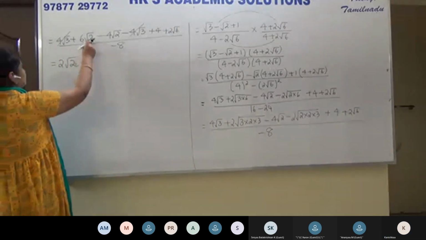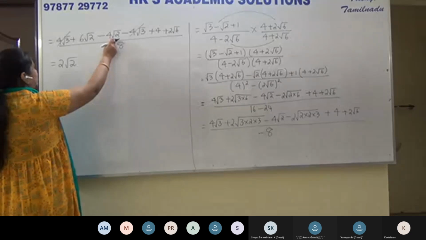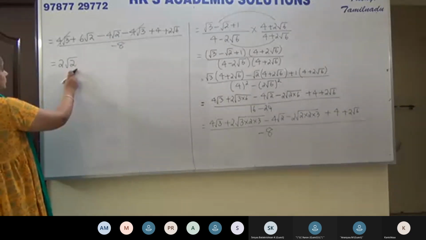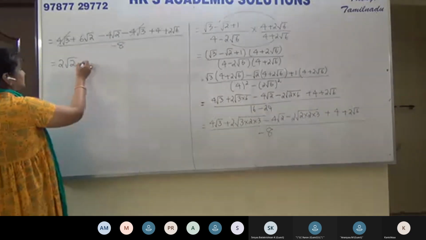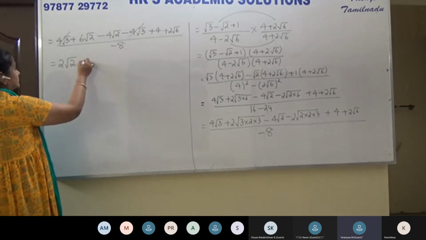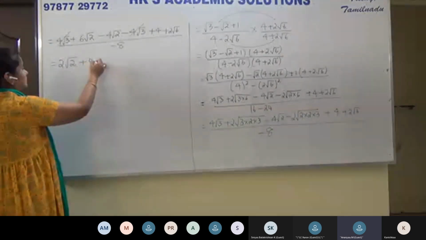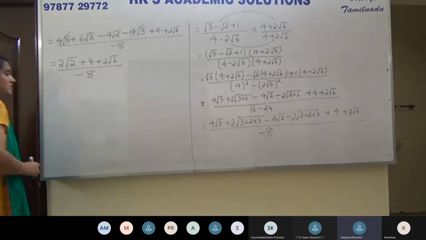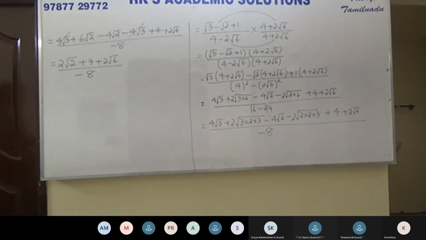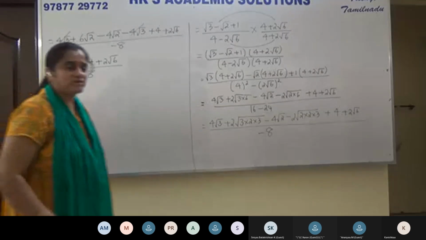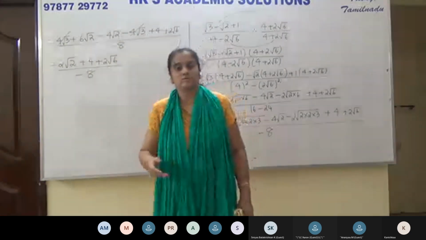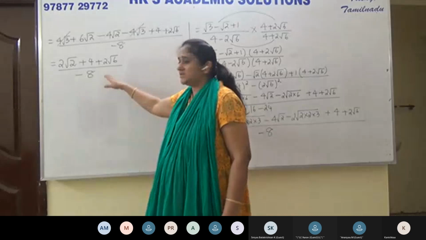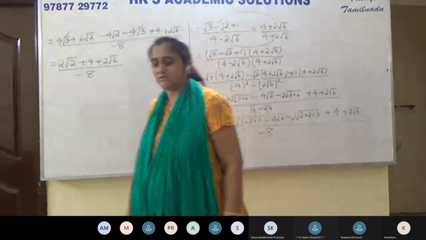They're like surds, right? 6 root 2 minus 4 root 2 is 2 root 2. Then, Ananya? Plus 2 root 2 plus 4 plus 2 root 6, divided by minus 8. Now, children, look at the denominator. It's rational. The denominator is minus 8, which is rational. At this point, we need to substitute the values given to us. We are given the value of root 2 and root 6. At this point, when the denominator is rational, yes?